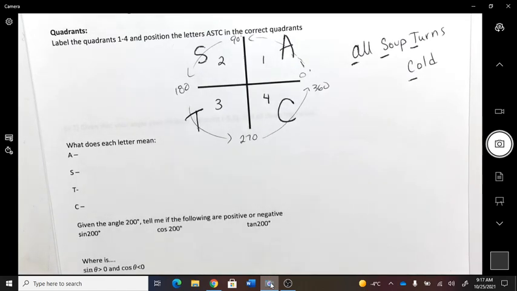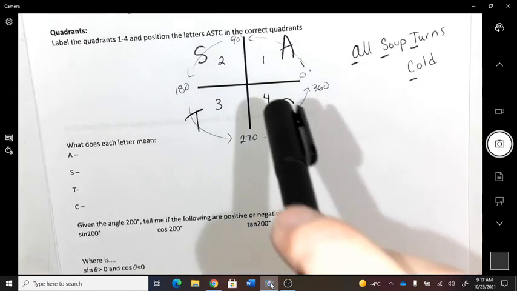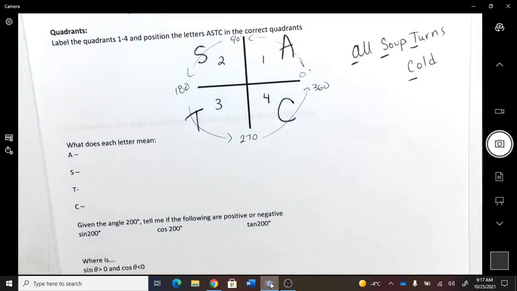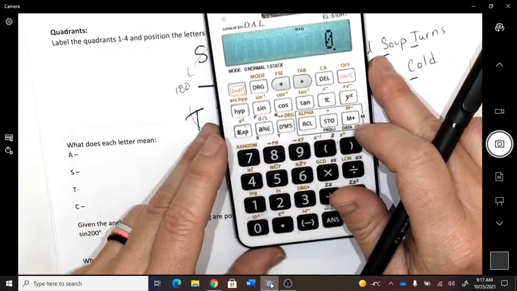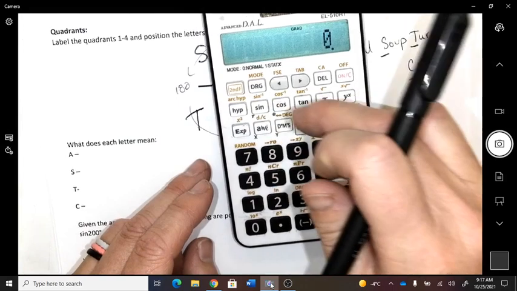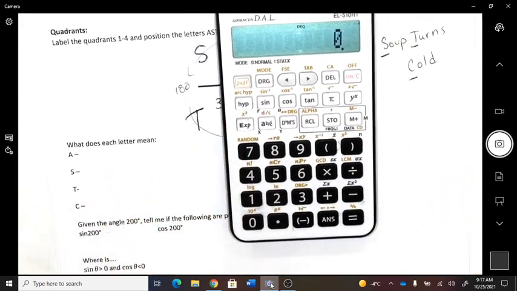Okay, so here's what I want to do. Let's pick an angle. Give me an angle in quadrant 1. What kind of angle would be in there? Pick any degrees. 30. 30-degree angle. Okay, got my calculator up. I'm going to make sure I'm actually in degree mode here because I'm not. Okay, so here I go.